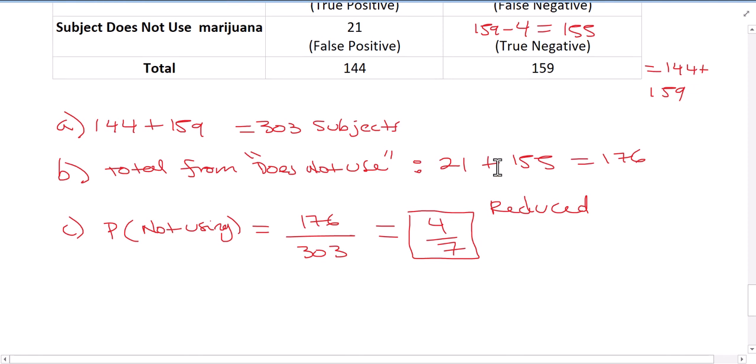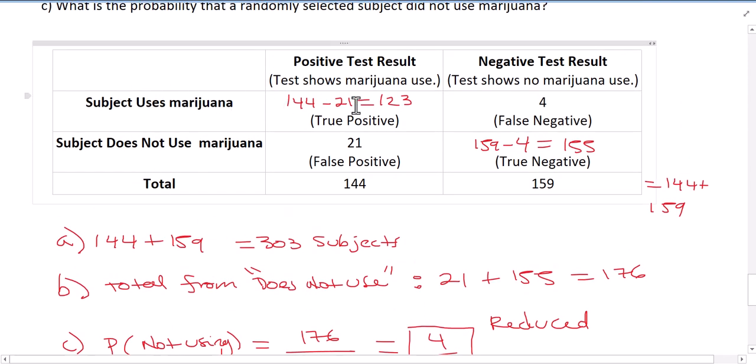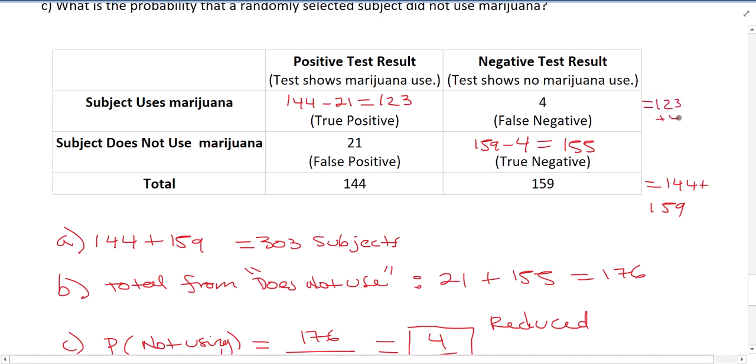Let me add a part D in here that was not in the notes. What about the probability of using the drug? How would you find that? The probability of using would be, you look at subjects who are using marijuana, so it will be the total here. So 123 plus 4. What is that? 123 plus 4 is 127.